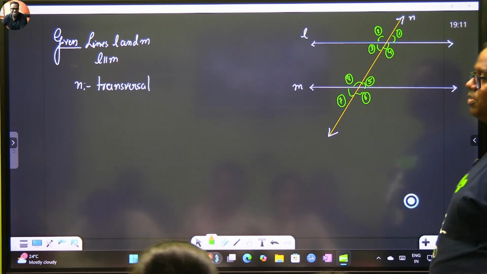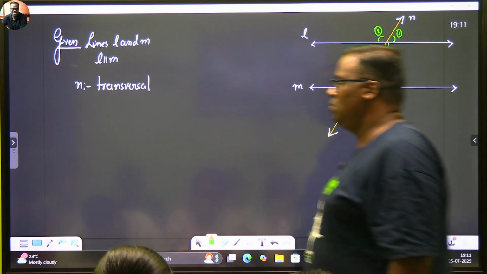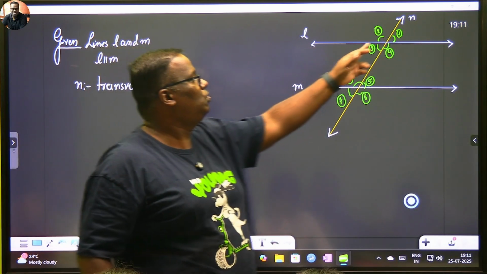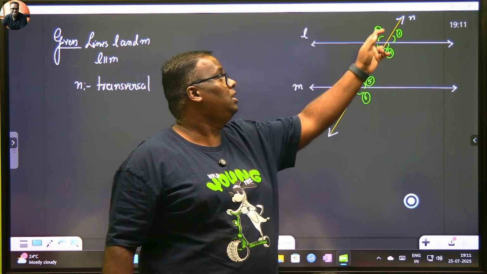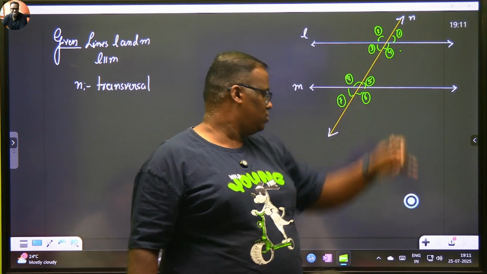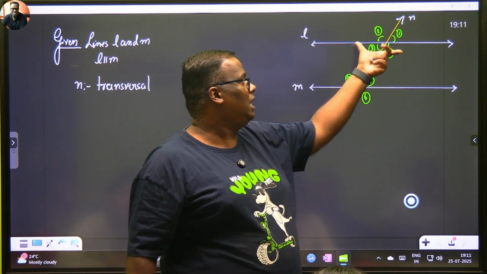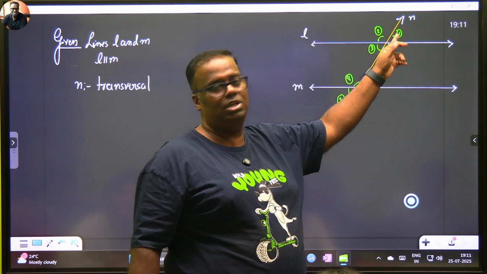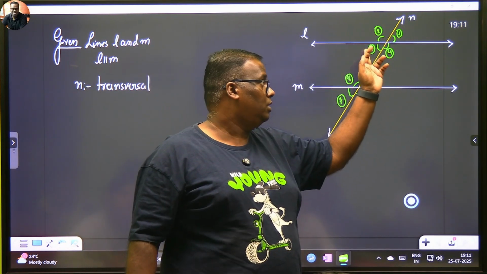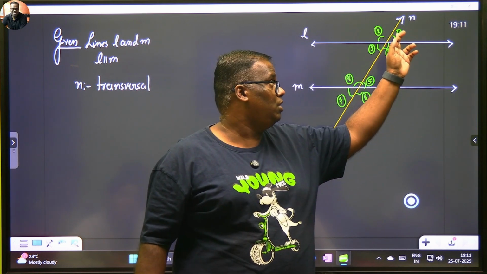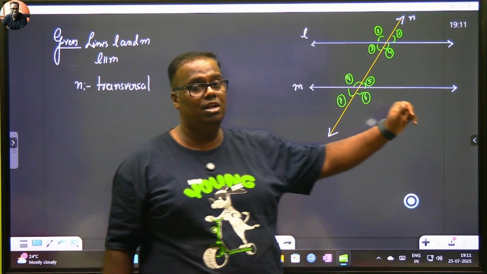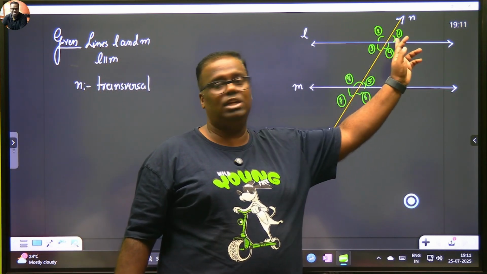Are we fine? Now some of the things which you already know: if you take line L as a straight line, then 1 and 2 form a linear pair. If you take N as a straight line, then 2 and 3 form a linear pair, 3 and 4 form a linear pair, and similarly 1 and 4 also form a linear pair. So we see a lot of linear pair formations, the same in the bottom line. Also, we see pairs of vertically opposite angles.